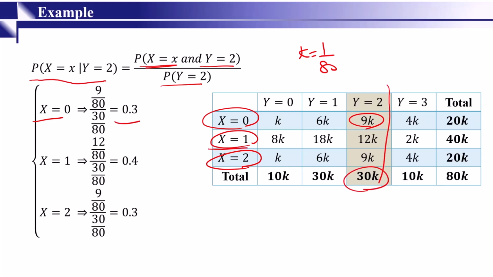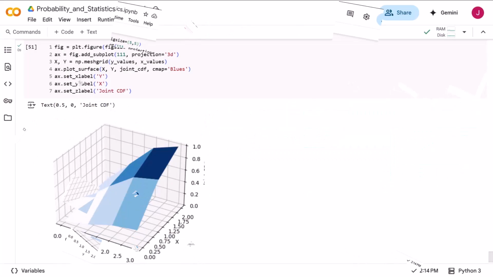The next case is probability X equal to 1. In this case, the probability of X equal to 1 and Y equal to 2 is this one, 12 by 80. And it is divided by the probability of Y equal to 2, 30k, which is 30 by 80, and this is equal to 0.4. And in the last case, X equal to 2, Y equal to 2 is 9 by 80 here. The marginal probability of Y equal to 2 is 30k, so it is equal to 0.3. In this way, we can find the conditional probability.